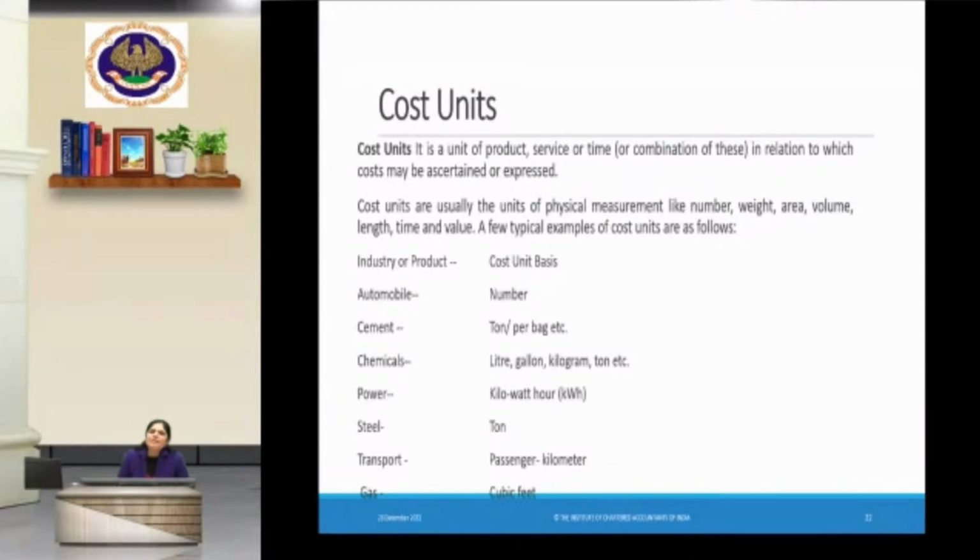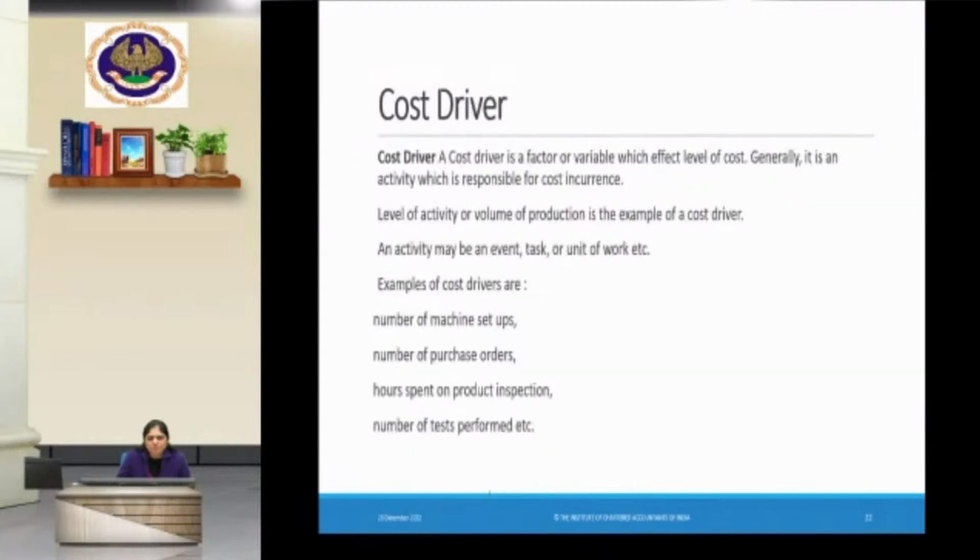The measurement is in kilogram. The measurement can be in liters. So milk packet, the cost per packet, all right? So per liter or per half liter. In cement, it's liter or gallon or kg or ton. Power, kilowatt hours, how much kilowatt hours you have used. Steel, again, ton. Transport, passenger kilometer. Gas, cubic feet. So all these are just some examples of the units that can be used for ascertaining the cost or expressing the cost.